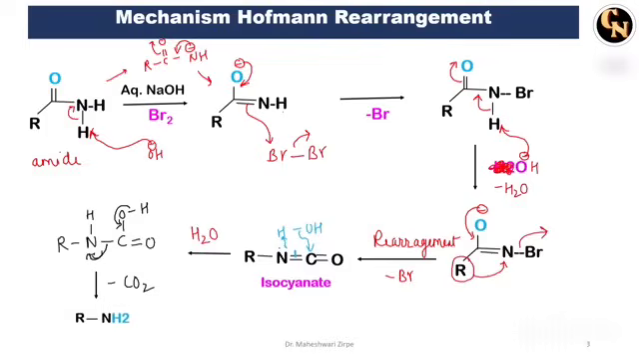Students, do you know why it is called a primary amine? As nitrogen carries only one R group. Nitrogen is attached to only one R group, that's the reason why it is called a primary amine. If nitrogen was attached to two R groups and only one hydrogen was there, then it would be called a secondary amine. I think this is known to you. So this is how the mechanism goes on, and ultimately from primary amide we are getting a primary amine.